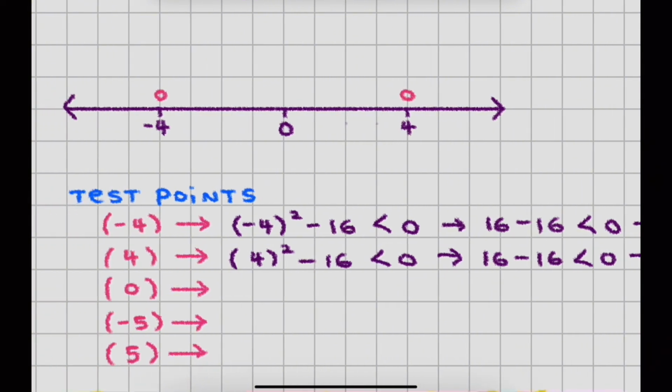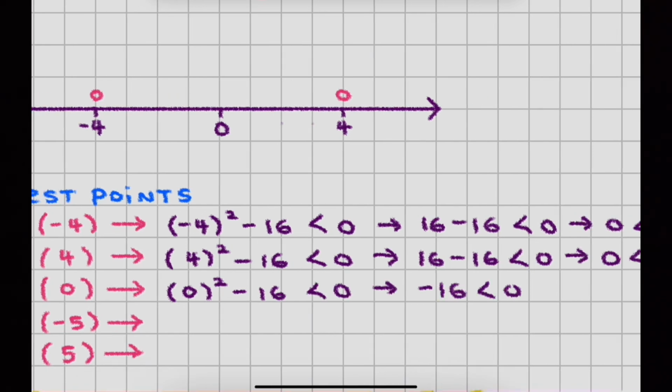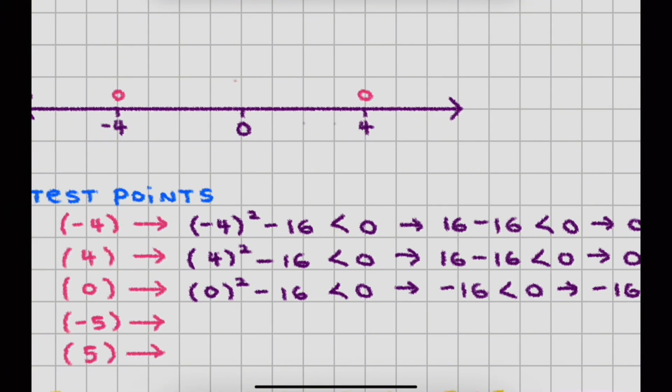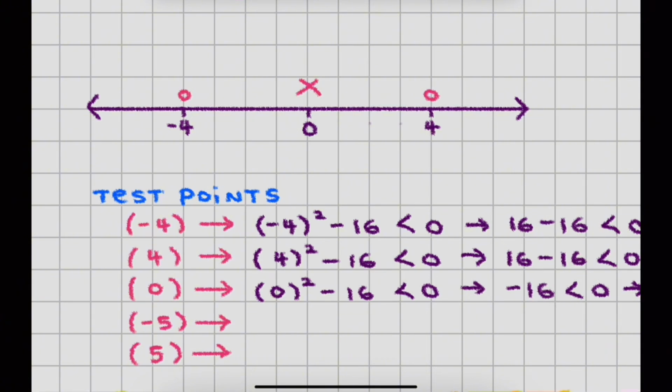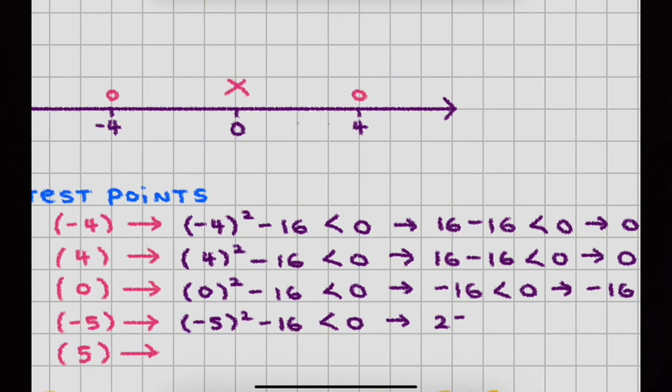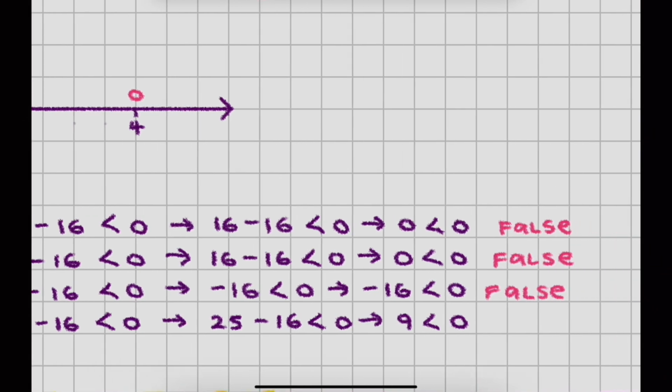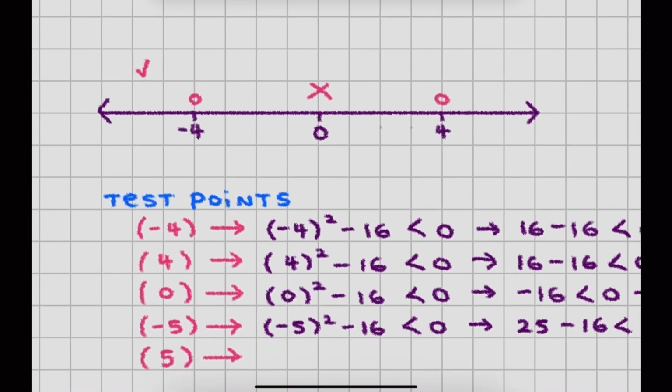Next is 0. So 0 squared minus 16 is greater than 0. That would give us negative 16 is greater than 0. That's totally false. So we'll just mark that with an X. And then we'll use minus 5. Minus 5 squared minus 16 is greater than 0. That would give us 25 minus 16, 9 is greater than 0. That is true. So we'll mark negative 5 with a tick.